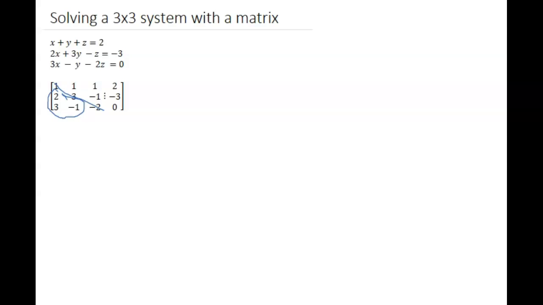I'm going to go from left to right. So I'm going to start with the first column and try and get zeros where the 2 and the 3 are, and then move to the next column and get a 0 where the -1 is. Let's look at some row operations that are going to help us do that.